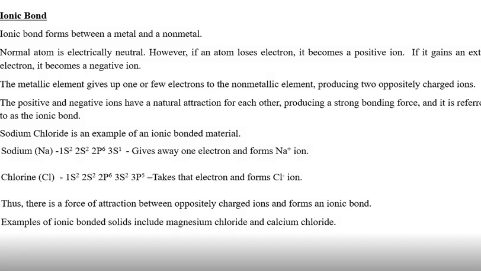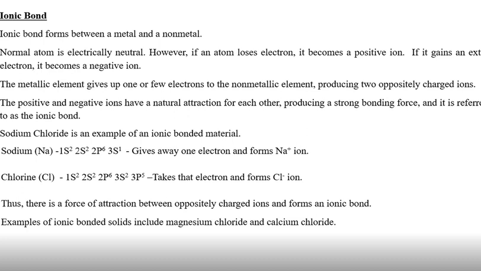The metallic element gives up one or a few electrons to the non-metallic element, producing two oppositely charged ions. So the positive and negative ions have a mutual attraction for each other, producing a strong bonding force, and it is referred to as the ionic bond. Right? Sodium chloride is an example.